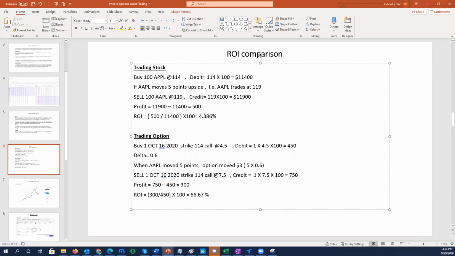So which one do I like? 11,400 for 4%. But with 450, you are making 66.7%, like 67%. In some scenarios, you can make more. If you buy 10 contracts instead of one contract, how much do you pay? 4,500. How much do you make? 10 times 300, $3,000. So compare 500 and 3,000.